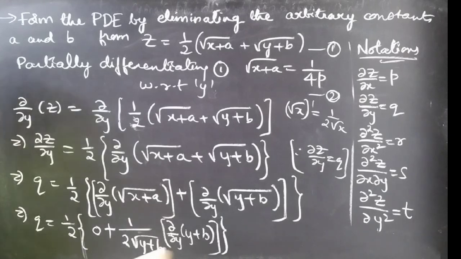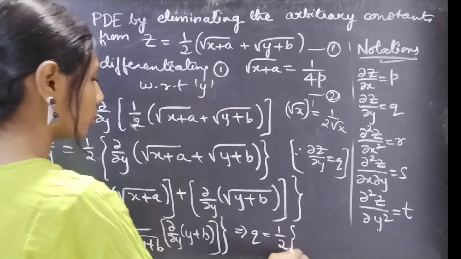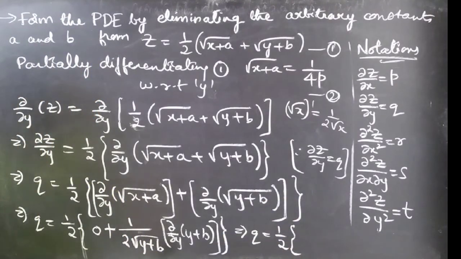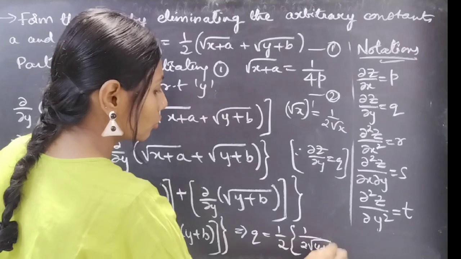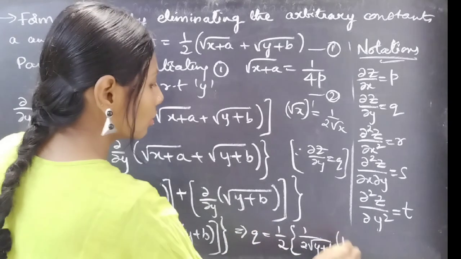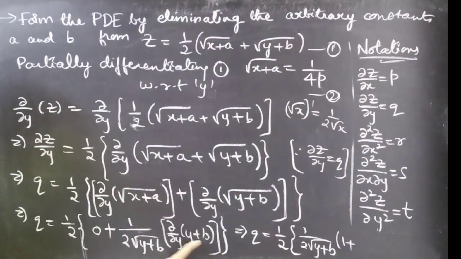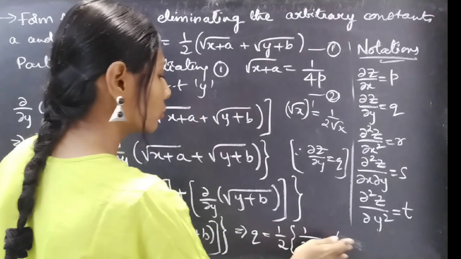Okay, this gives us q equal to 1 by 2 into 1 by 2 root of y plus b into the partial derivative of y with respect to y, which is 1, plus the partial derivative of a constant with respect to y, which is 0. Okay, or you can just write one more step here.